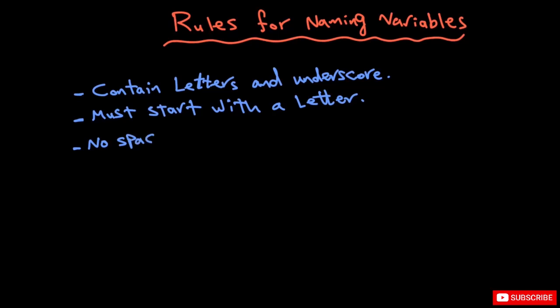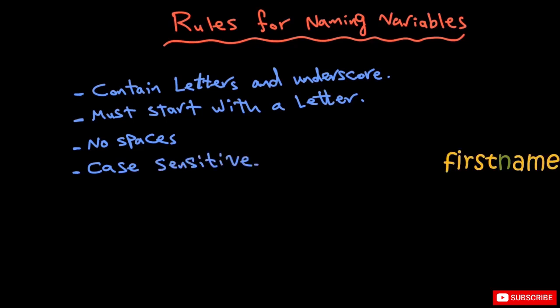Also, a variable name cannot contain white spaces. You cannot place any white spaces in between the variable name words. Also, variable names in the C# programming language are case sensitive, so this variable in lowercase is very different from that variable in uppercase.